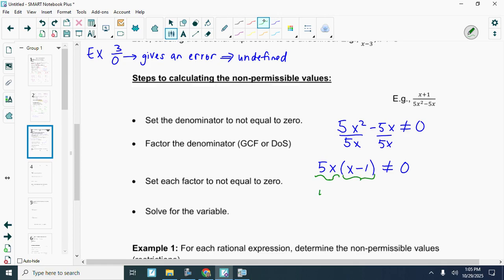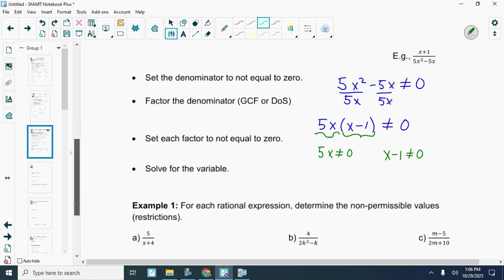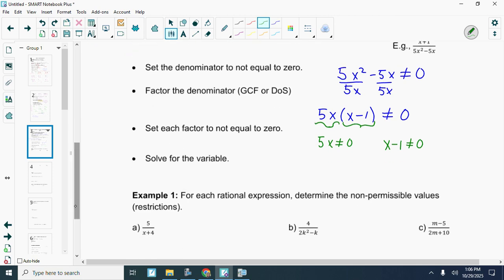So we're saying that 5x cannot be 0, and we're also saying that x minus 1 cannot equal 0. We set each factor to not equal 0, and then we just solve for the variable. Don't forget, this is going back to junior high. When we have 5x, we divide both sides by 5. Can you do 0 divided by 5?